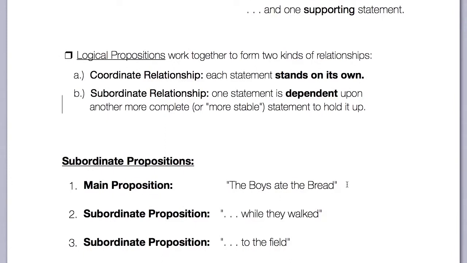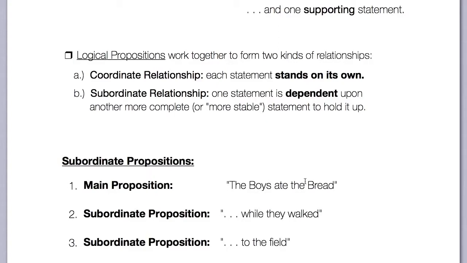In the examples we used last time, the boys ate the bread while they walked to the field. We had the main proposition, the boys ate the bread, and we noted that the statement, to the field, really can't stand on its own. It's a proposition describing the location of the main action, and is therefore only subordinate. But the other statement, while they walked, is similarly a subordinate proposition. It's dependent upon this main statement that really has all the verbal action.